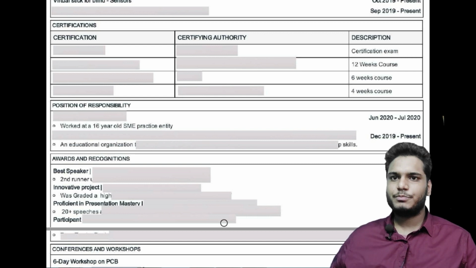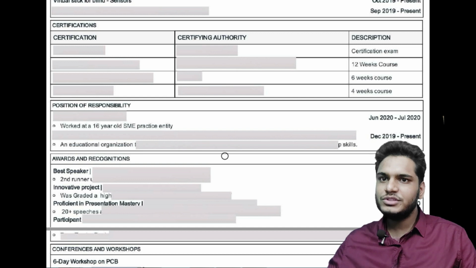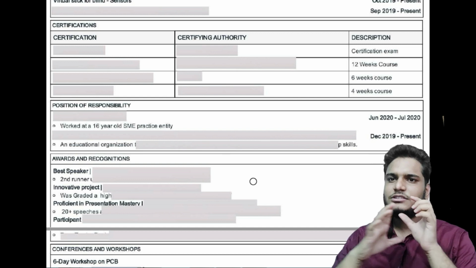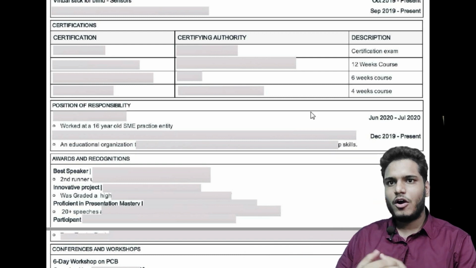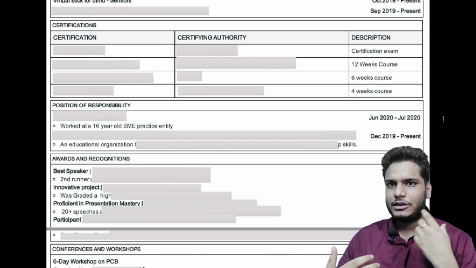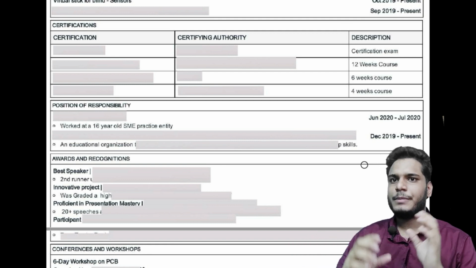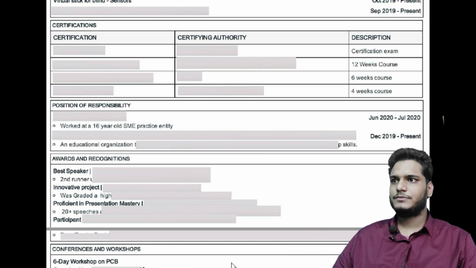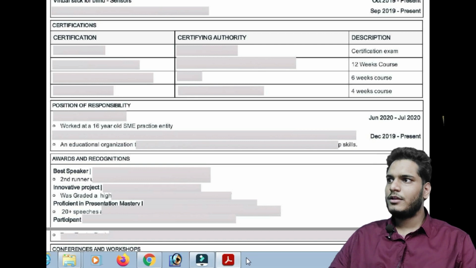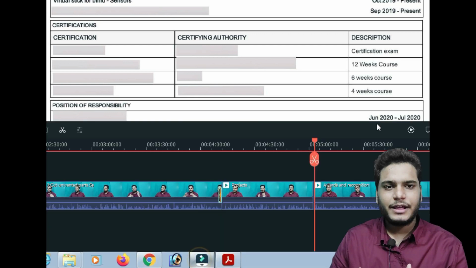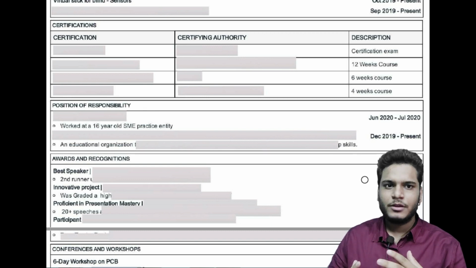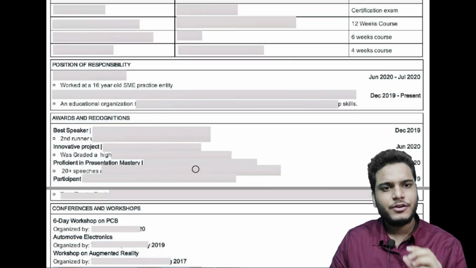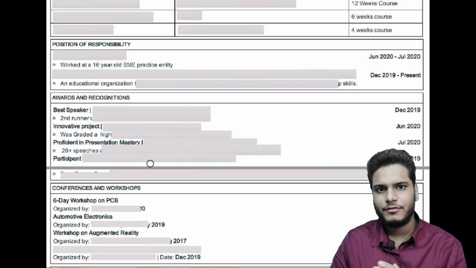What are all the certification programs you did and who certified it, and just a casual description of how many weeks the program lasted, or is it a course or a competition, whatever it may be, mention in the description right here. Try to add any position of responsibility that you held, if you ever held, add it, and then don't forget to add or mention few awards or recognitions that you have.